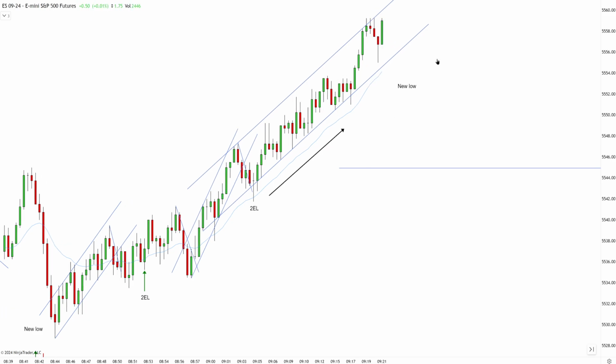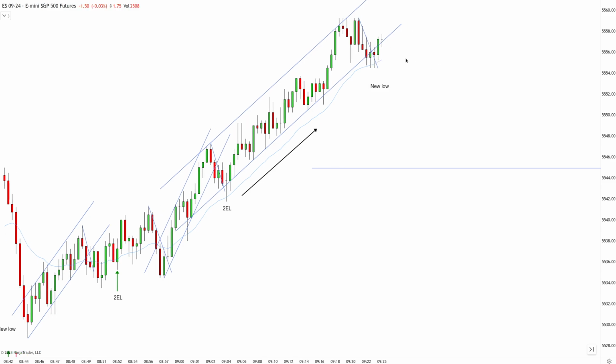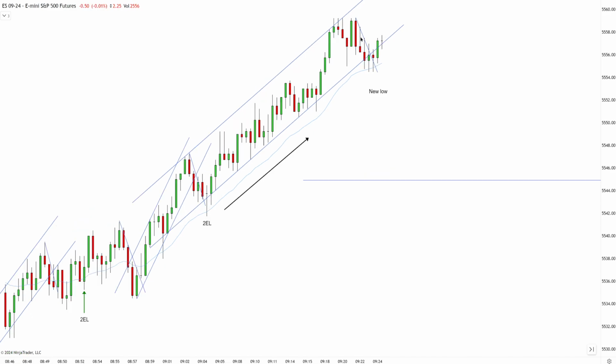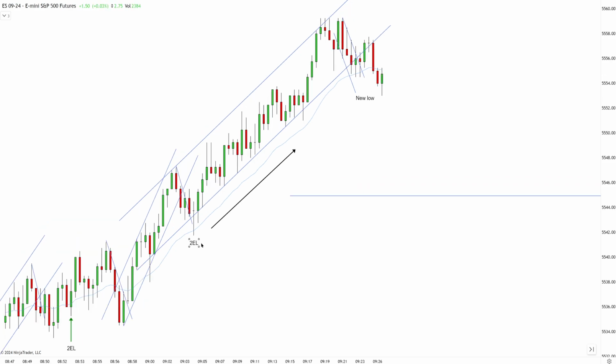I cannot take just a first entry long. We're correcting a micro double top, so I have to reset the count. New high, first entry long. I cannot go long. This is a first entry. The downtrend is in play, break, new extreme, and now we have a second entry long below EMA.